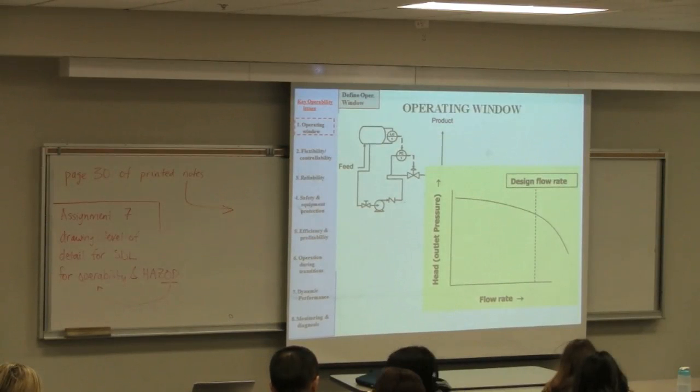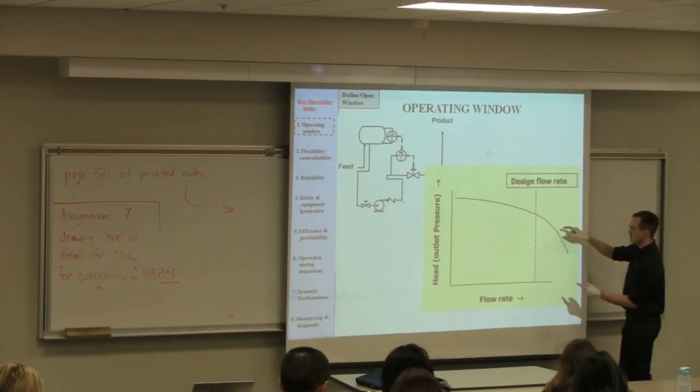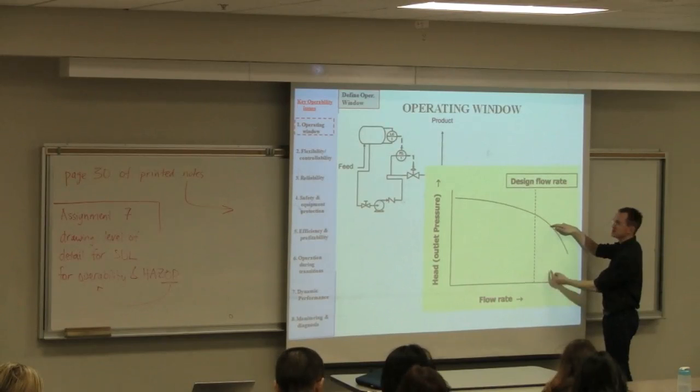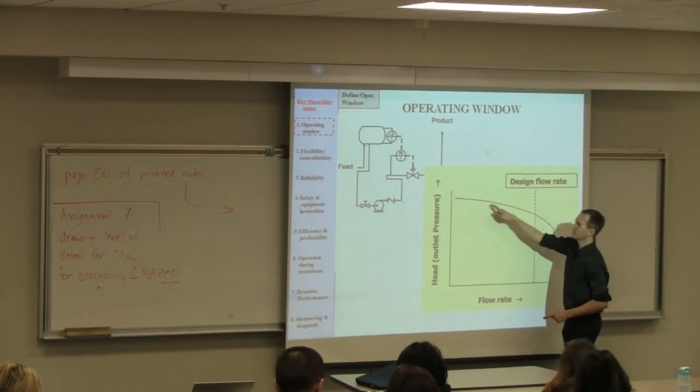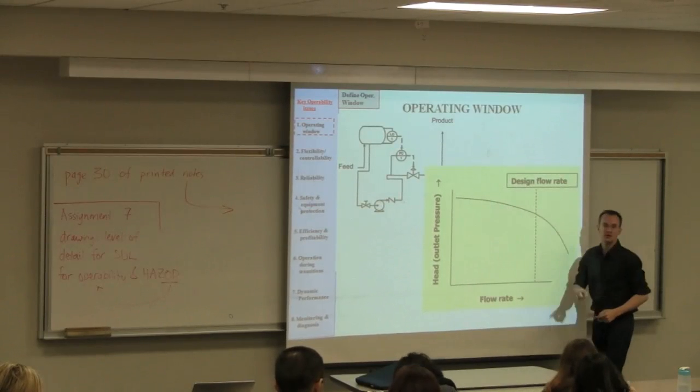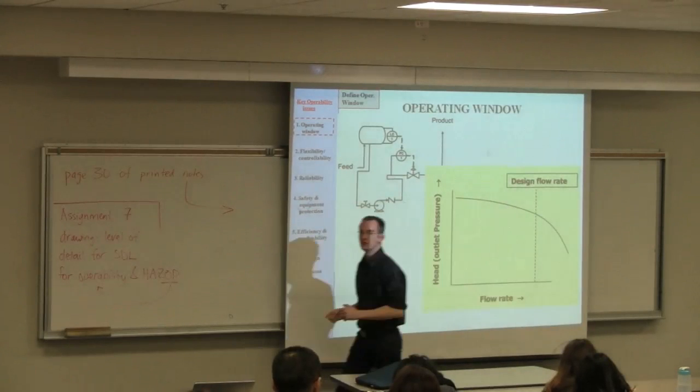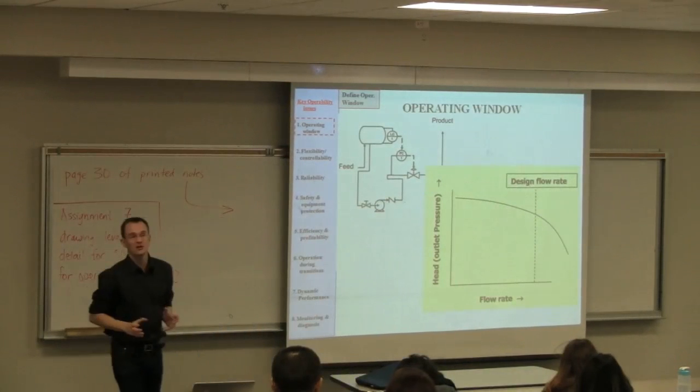So my operating window is the level of steady states. Every time I change the flow rate, I'll reach a new steady state operating pressure in that piping. And I'll be somewhere along the line. So a very simple operating window in this case. I'm somewhere along that straight line.